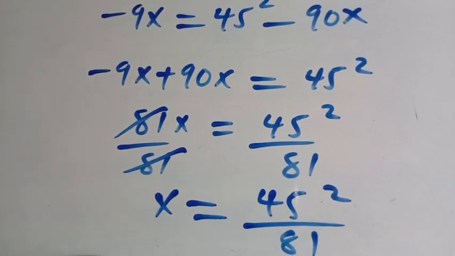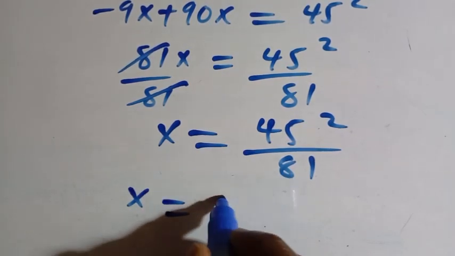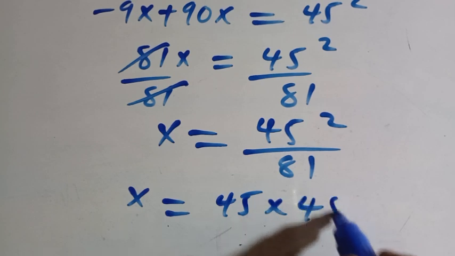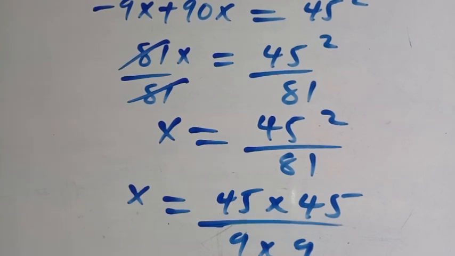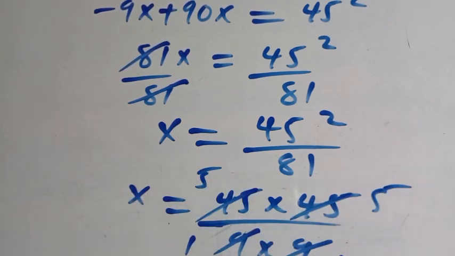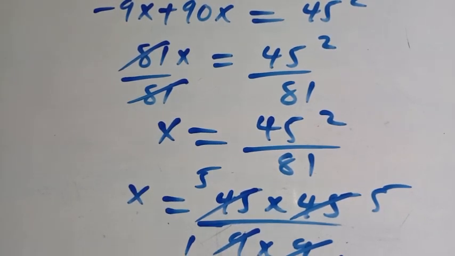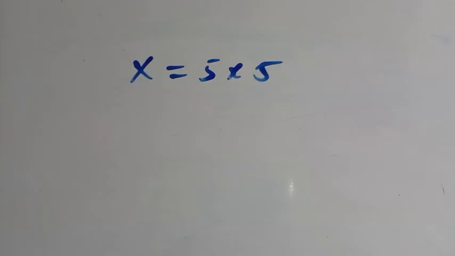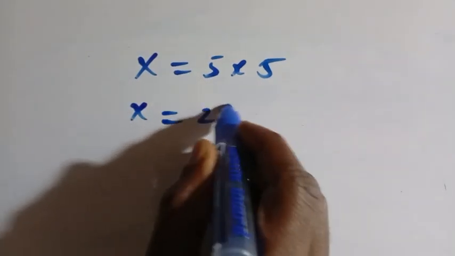Then we know that 45 squared is given as 45 multiplied by 45. So therefore x equals 45 multiplied by 45 divided by 81, and 81 is 9 multiplied by 9. So we can simply divide this. 9 here is 1 and 9 in 45 is 5. 9 here is 1 and 9 in 45 is 5. So we have to multiply 5 and 5 together, and 5 multiplied by 5 gives us 25. So we get the value of x equals 5 multiplied by 5, that is 25.